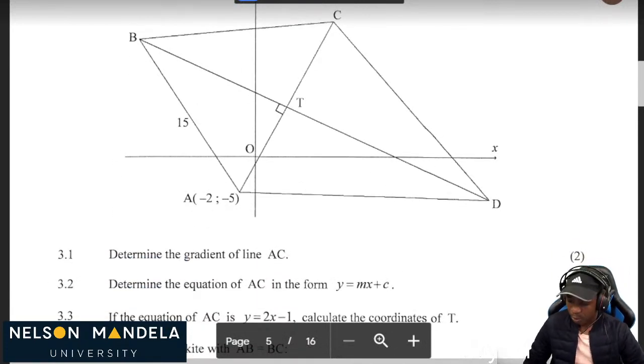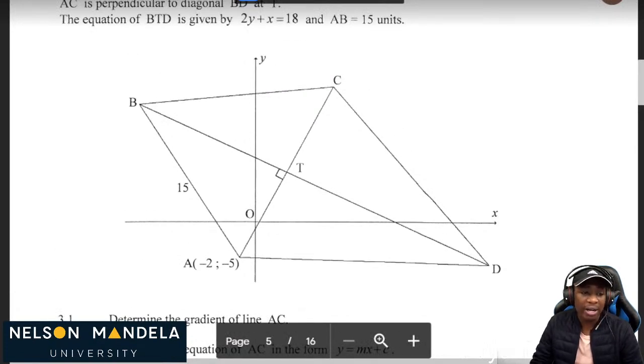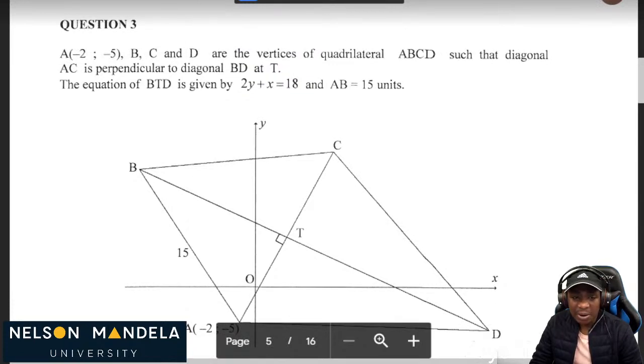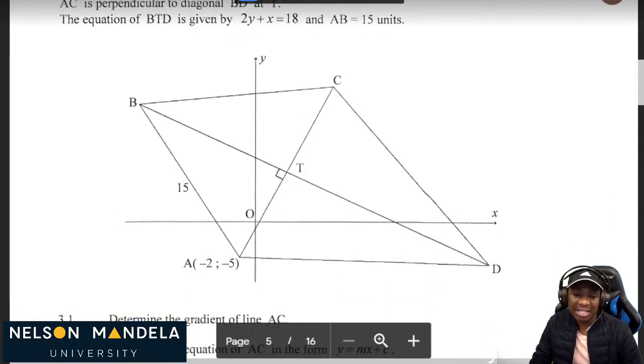Let's look at our 3.1 now. On 3.1, determine the gradient of line AC. This is straightforward because initially in our statement they told us that AC is perpendicular to diagonal BD. So the moment they are perpendicular, their product must give us -1. So since that's the case, to determine the gradient of line AC, we must just know the gradient of BD. Since we are given the equation of BTD to be 2y plus x equals 18, let's determine the gradient of this line.